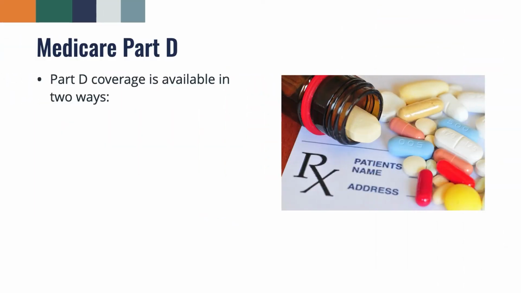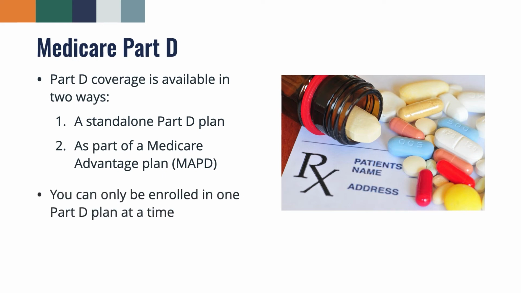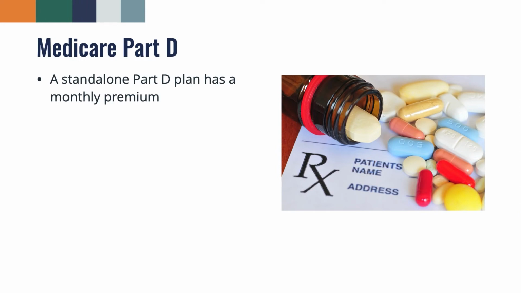Part D coverage is available in two ways. Number one, a standalone Part D plan, or number two, Part D coverage included in a Medicare Advantage Plan. MAPD is what we call that. Medicare rules stipulate that you can be enrolled in only one Part D plan at a time, so you cannot combine plans to reduce cost. The primary difference between a standalone Part D plan versus Part D coverage included in an MAPD is a standalone Part D plan will have a monthly premium, whereas there is no premium for Part D included in an MAPD.